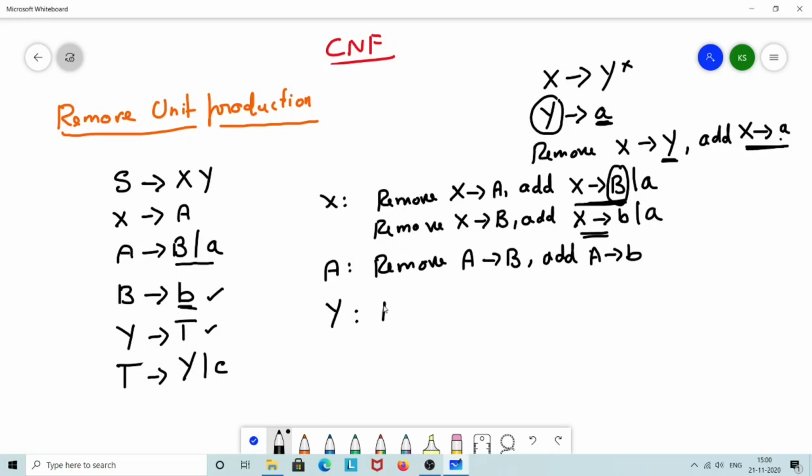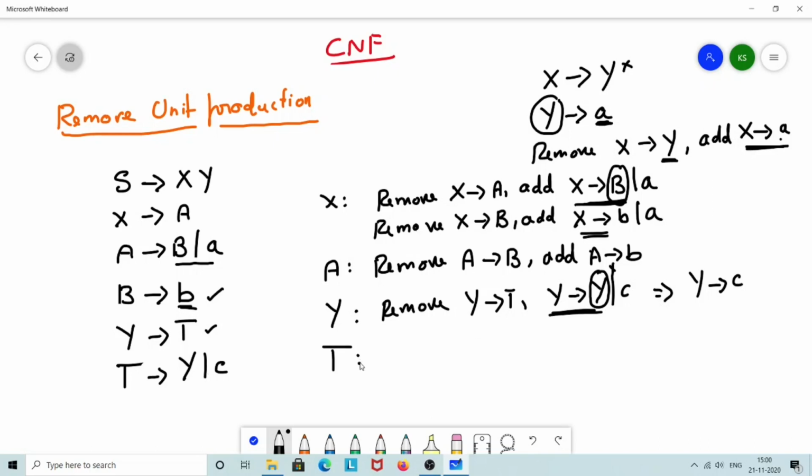Y gives t. Of course, I need to remove it and replace t with what t is giving. So what does t give? T gives y or c. Okay, so this is what I get. Now by adding this rule, this is a useless rule because a non-terminal giving itself is of no use, right? So I need not write this particular rule. I can directly eliminate it. So this can be further simplified by writing y gives c. This is a meaningless rule, right?